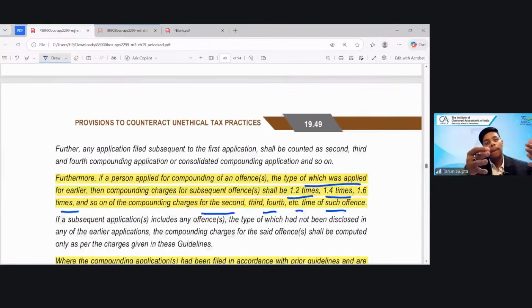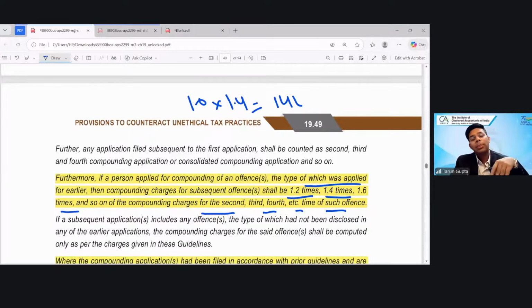And if you apply for the compounding after 1 year from the initiation of the prosecution, then you have to pay 50% more, 1.5 times the compounding charge. So assuming it's a third application, and the compounding charge was say rupees 10 lakh, then you have to pay 10 lakh into 1.4, which comes to 14 lakh. And if this application is made after 1 year of the initiation of prosecution, then 50% more, it comes to 27 lakh. You have to pay 27 lakh as compounding charges. Okay.